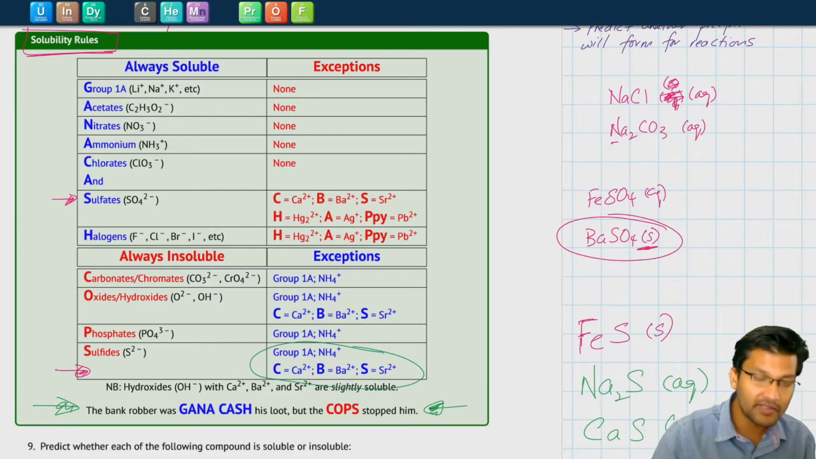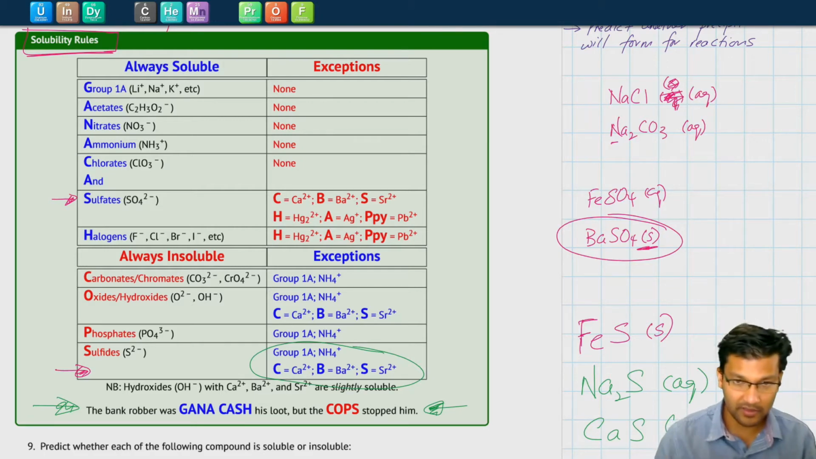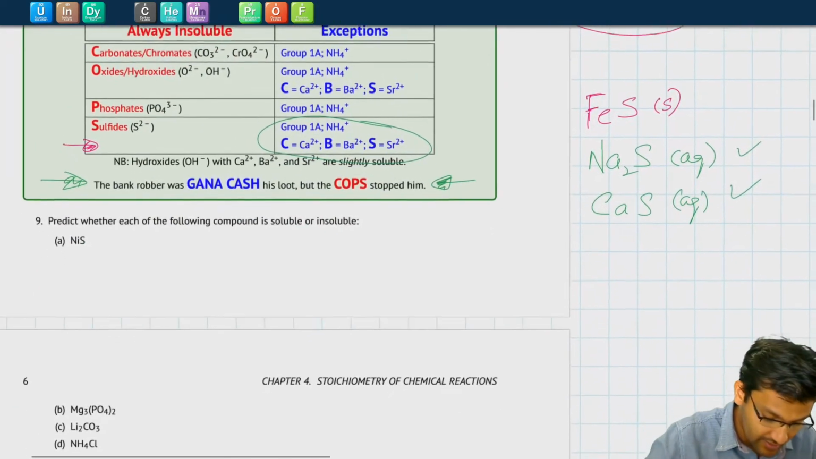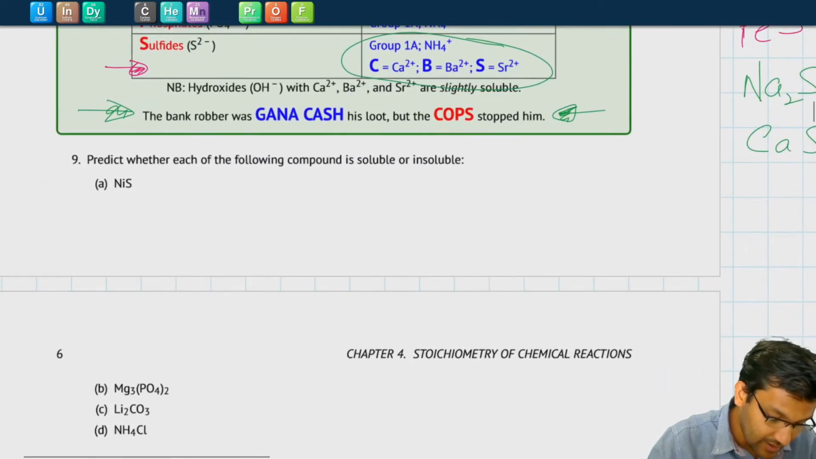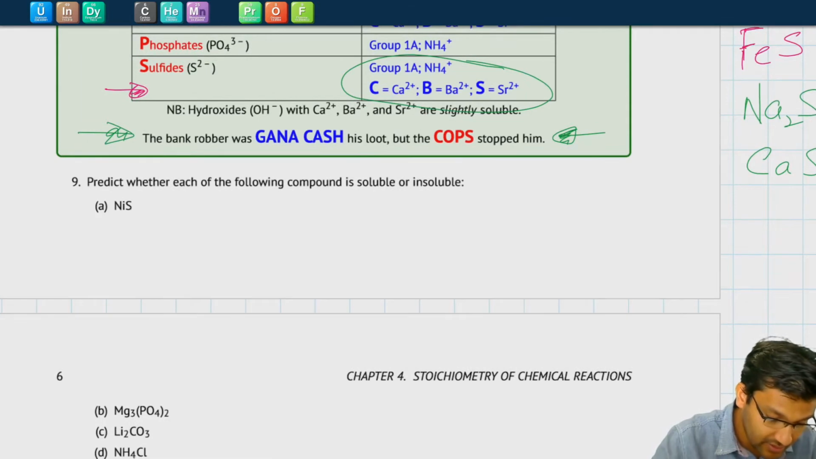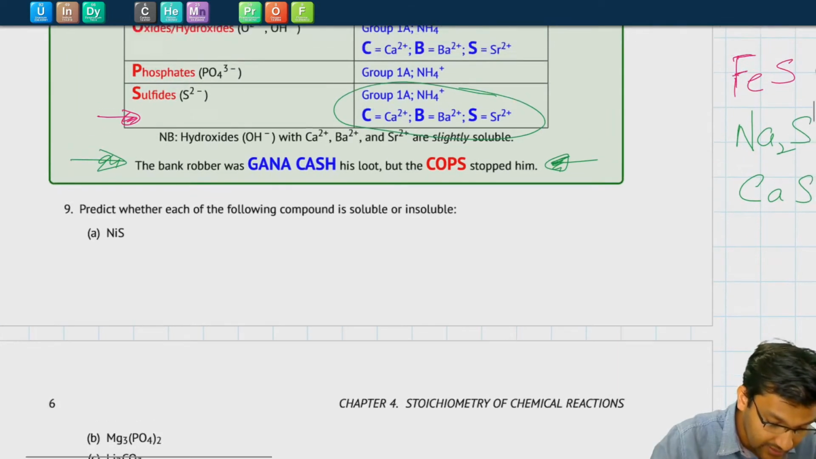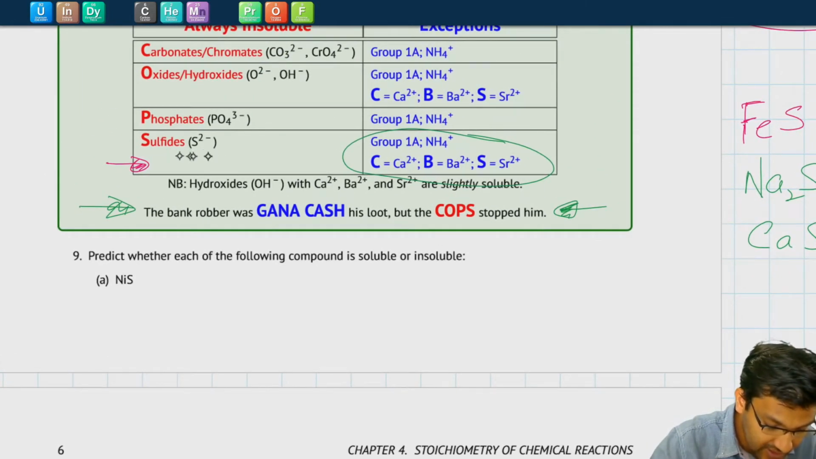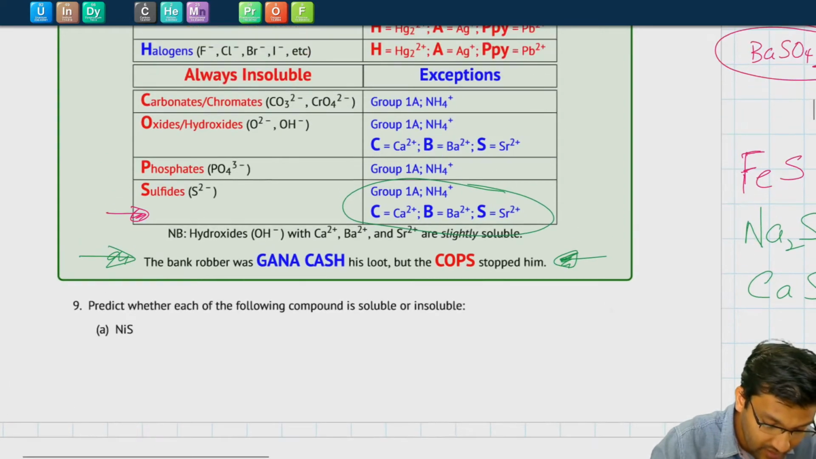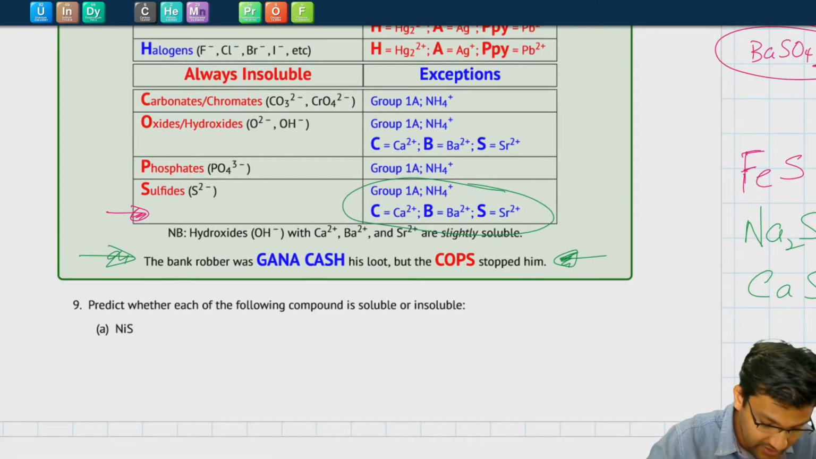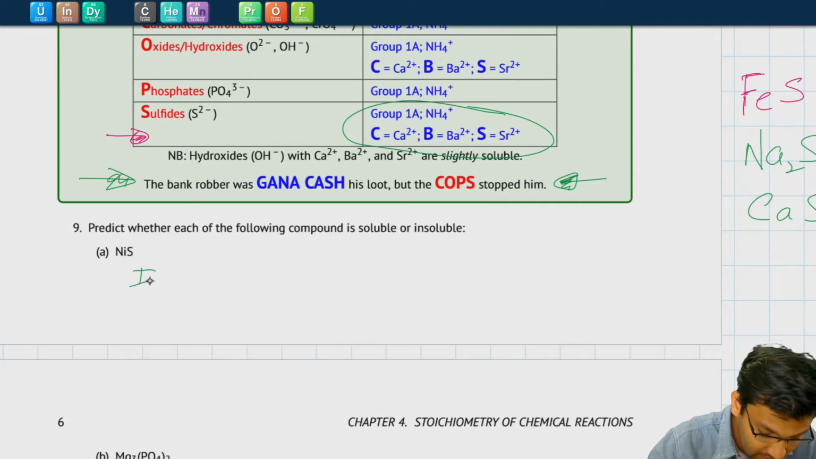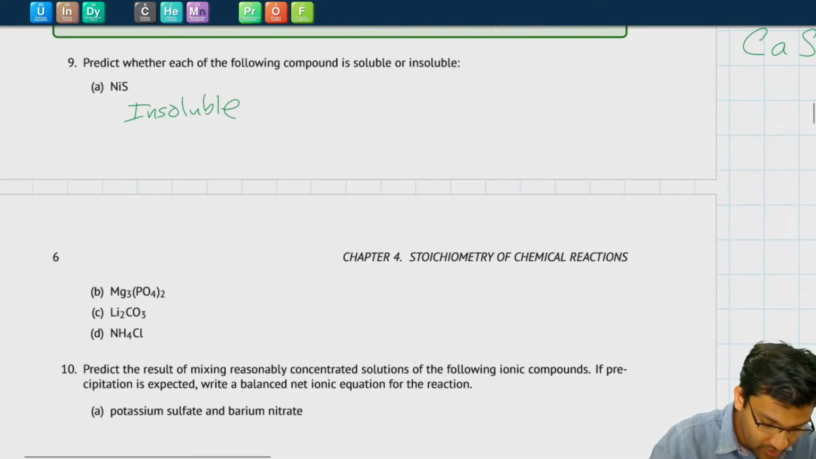Okay, let's use these rules to predict whether things are going to be soluble or insoluble. Let's look at number 9. Nickel sulfide. Is nickel sulfide going to be soluble or insoluble? Let's look at the table. The table says that sulfides are always going to be insoluble, and nickel is not one of the exceptions. So this is going to be insoluble.